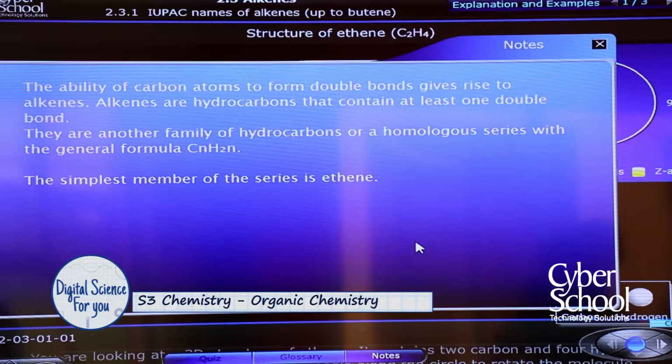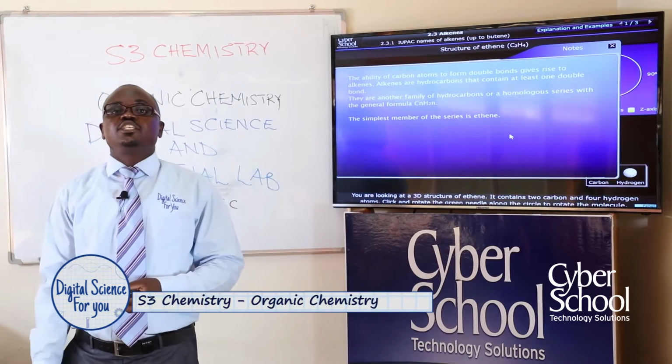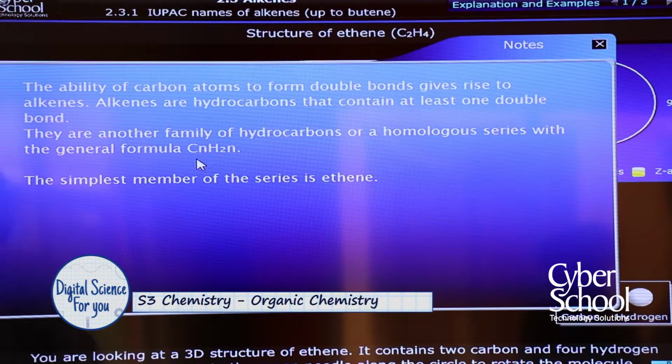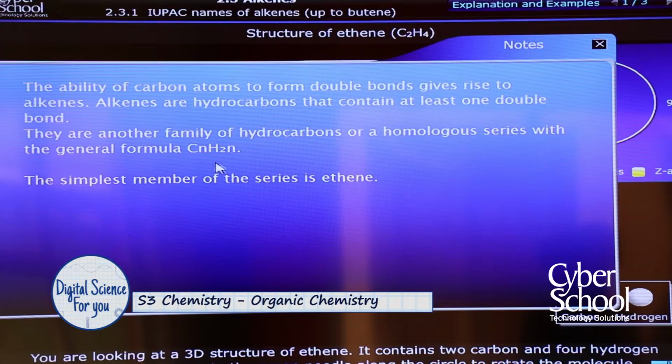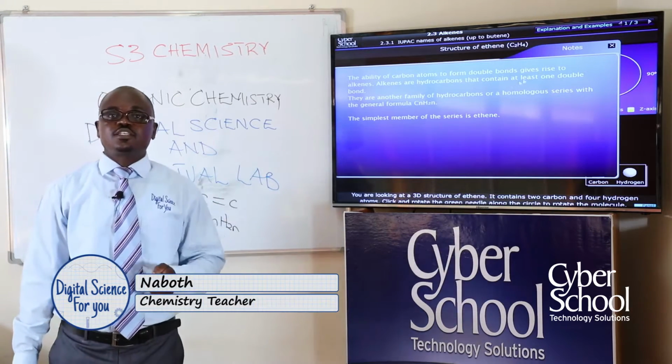Alkenes are a group of hydrocarbons which have got at least one carbon-carbon double bond, and they are represented by a general formula CnH2n, where n is equal to or greater than 2. And alkenes are a family of hydrocarbons which we call a homologous series, which have got that general formula as I've shown, and the simplest of these is ethene. Let's look at the structure of ethene.